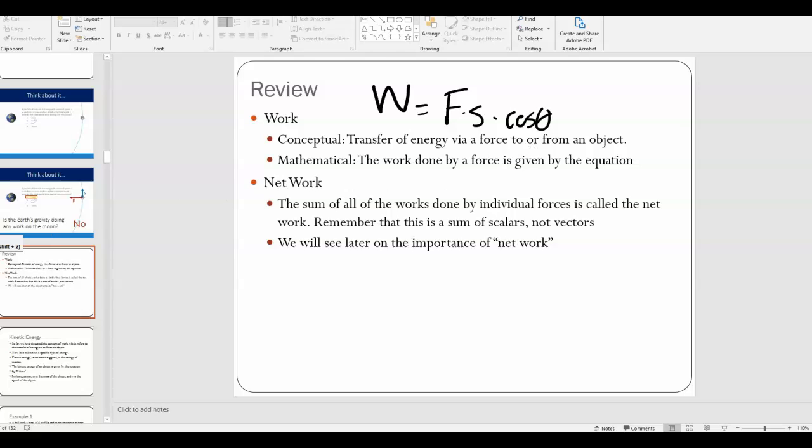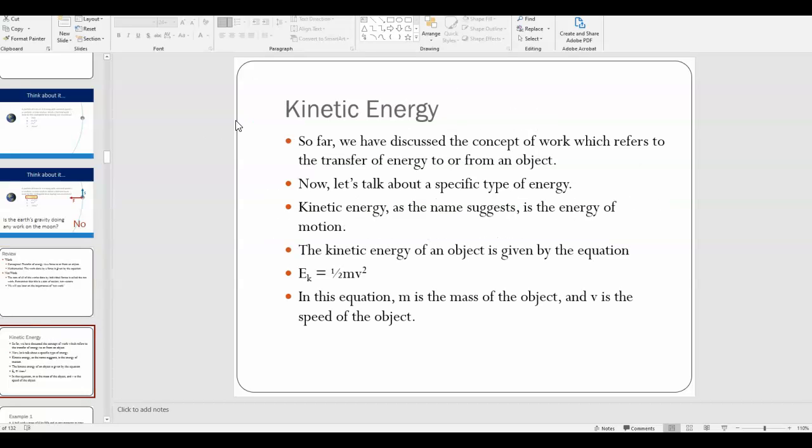Now, in this video, we'll learn why we talked about net work to begin with. Okay, before we get to that, let's introduce our first type of energy. Because work is not a type of energy, it's just a mechanism for transferring energy to or from an object. Okay, so let's talk about our first type of energy in this unit, which is going to be kinetic energy.